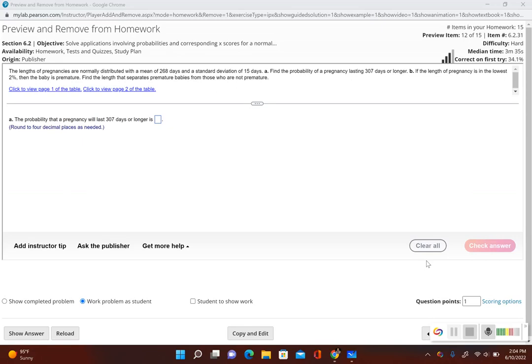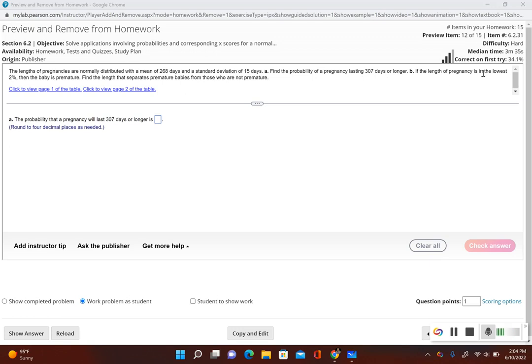With this homework problem, the wording is just a little bit different, so I want to show you how to work this one out. It says the lengths of pregnancies are normally distributed with a mean of 268 days and a standard deviation of 15 days. Find the probability of a pregnancy lasting 307 days or longer.